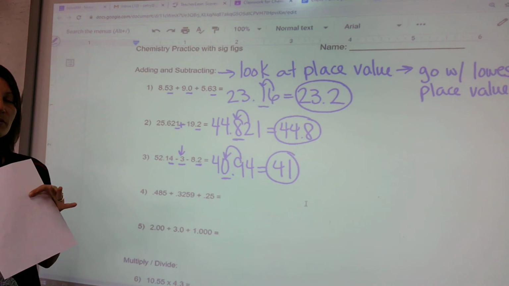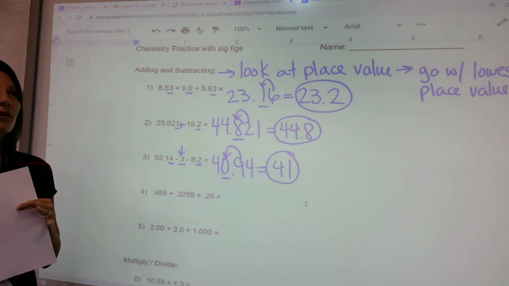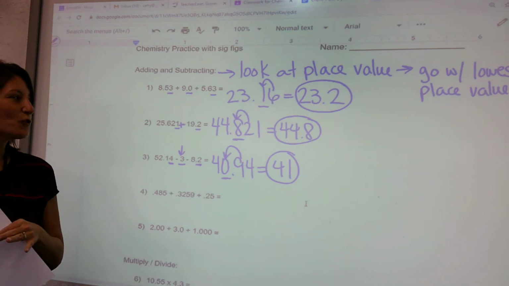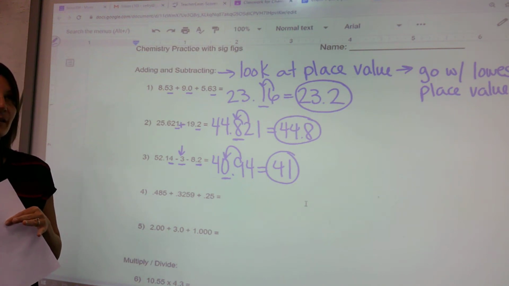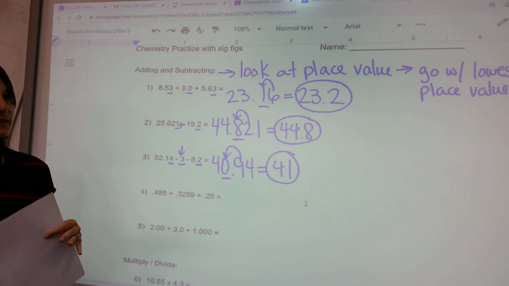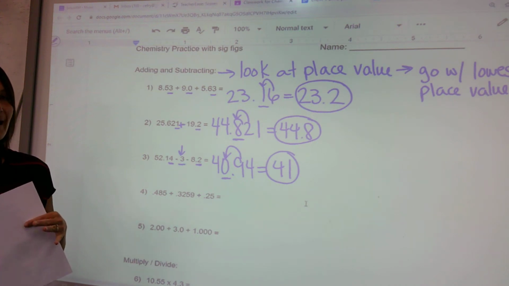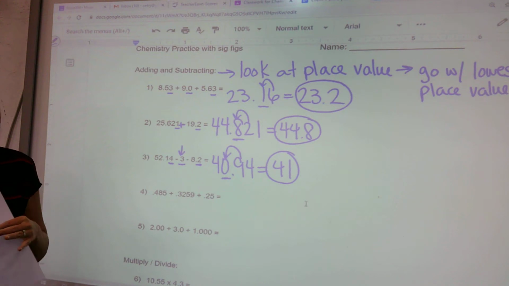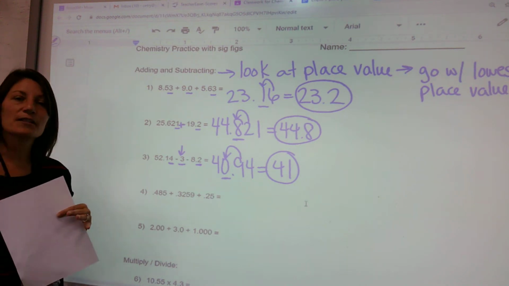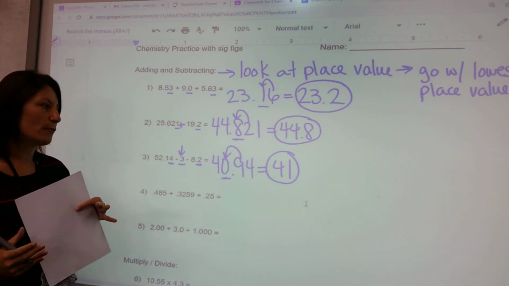Okay, so this all deals with: are our measurements more precise than our answer? Is our answer more precise than our measurements? Because we can't have that happen. I cannot measure something and only measure to the tenths place, but then give somebody an answer that's in the hundredths, because my measurements were never that precise.